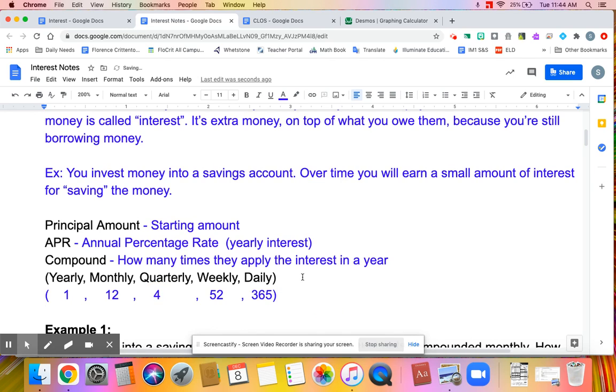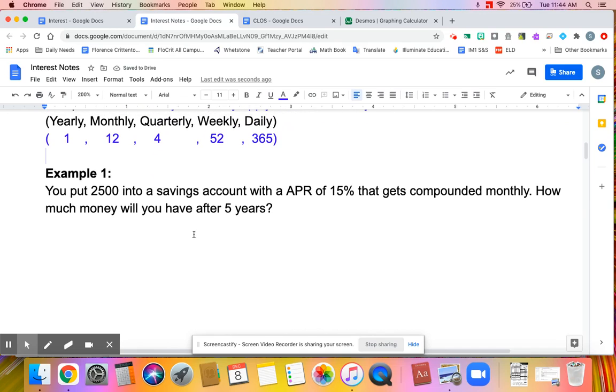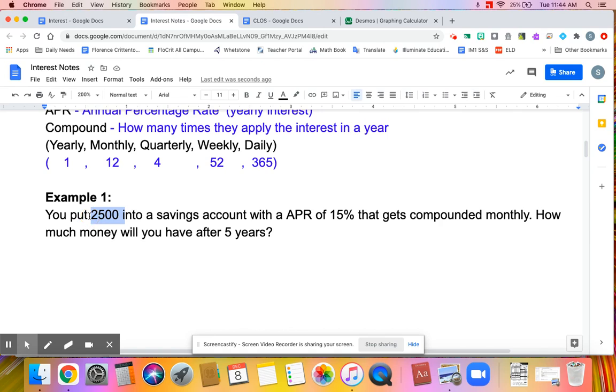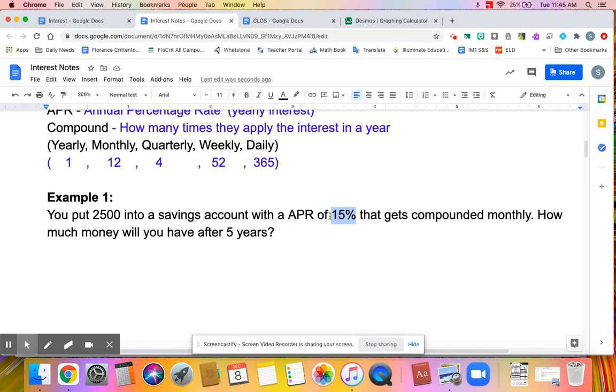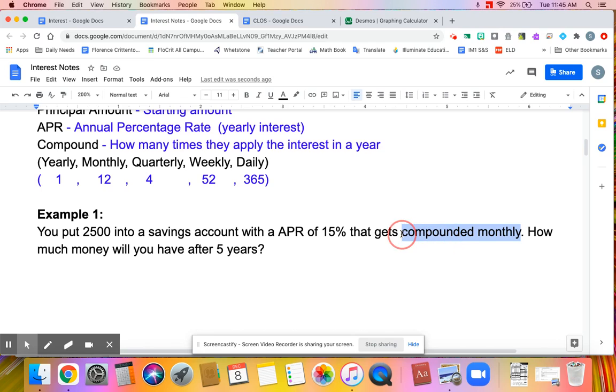So we're going to talk about what this means in this example. It says you put $250,000 into a savings account. So you're investing your money to the bank. And there, with an APR, an annual percent rate of 15% that gets compounded every month. And they want to know how much money you'll have after 5 years. So we're going to go the long way first. So we're going to figure it out first, and then I'm going to show you the short way. So here's the long way. Your starting amount after 0 time is $2,500.